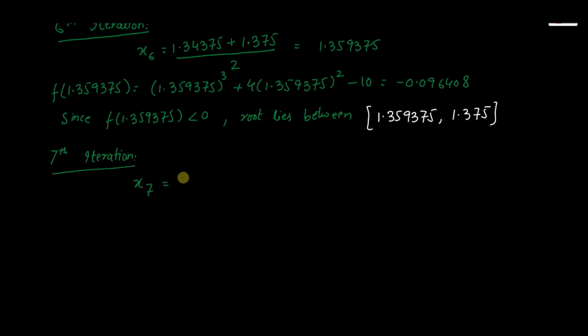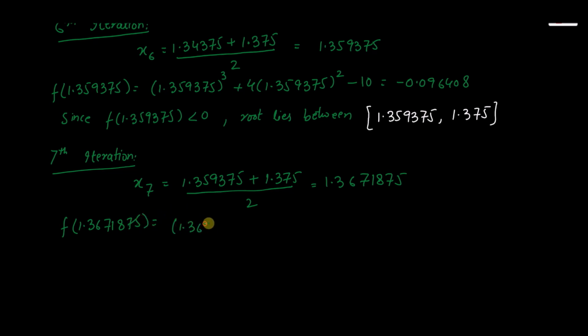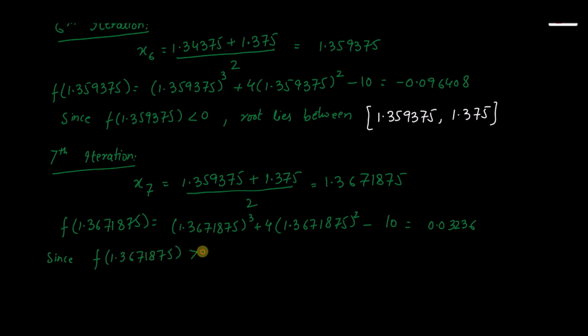So in the seventh iteration, we have x7 equal to 1.359375 plus 1.375 divided by 2. So when we solve it, we will get 1.3671875. Now we substitute into the function in order to examine the sign, and we will get 1.3671875 raised to cube plus 4 times 1.3671875 raised to square minus 10. So when we simplify it, we will get 0.03236. So since the value of the function is positive, f of 1.3671875 is greater than 0.